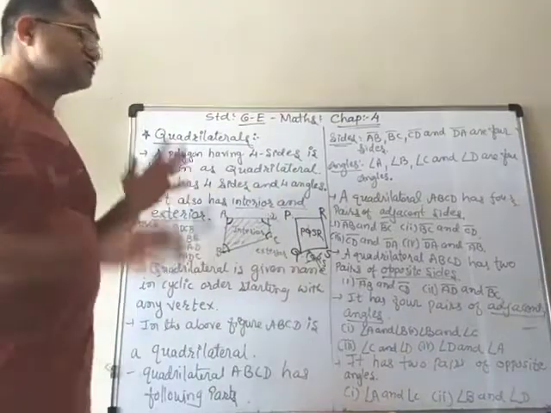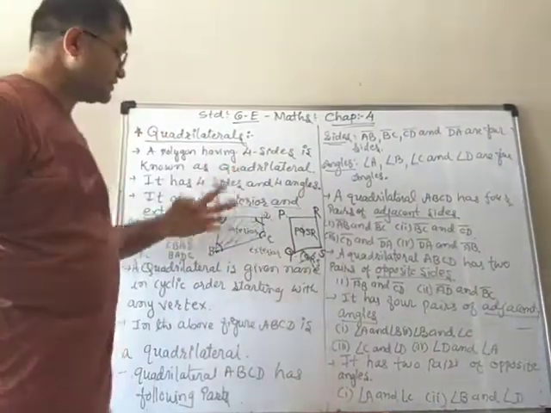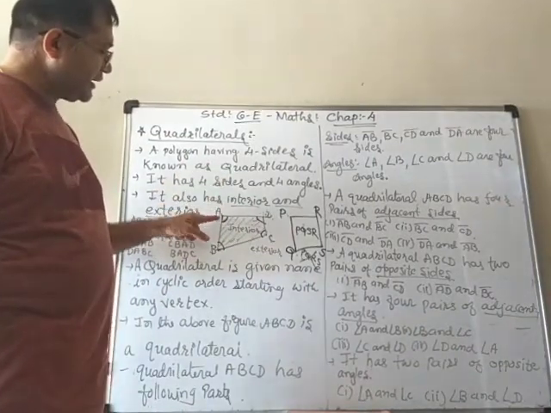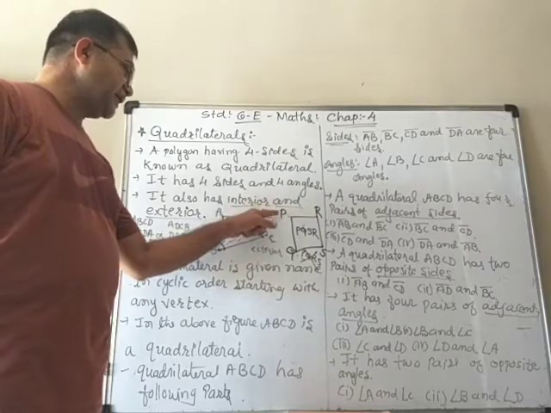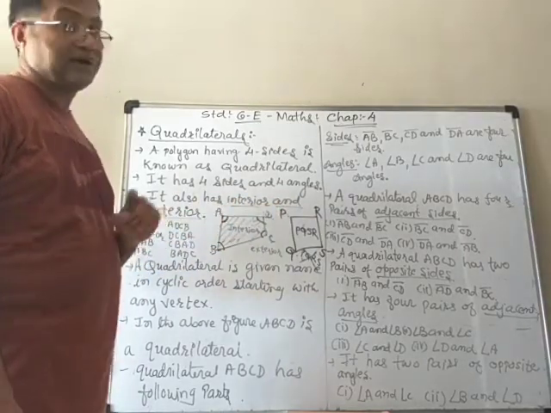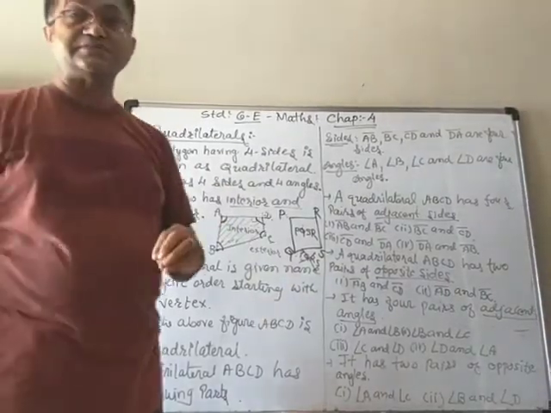Similarly for the angles also, same thing. There are four pairs of adjacent angles. Adjacent means coming in order. Angle A and angle B, angle B and angle C, angle C and angle D, and angle D and angle A. So there are four pairs of adjacent angles.